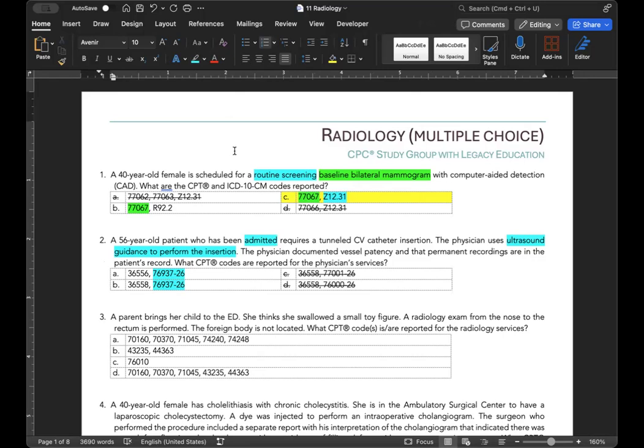So your 36556 is insertion of a non-tunneled, centrally inserted central venous catheter. And then 36558 is an insertion of a tunneled, centrally inserted central venous catheter without a pump or port. So yes, we need the 36558, and that's because it is tunneled versus a non-tunneled.